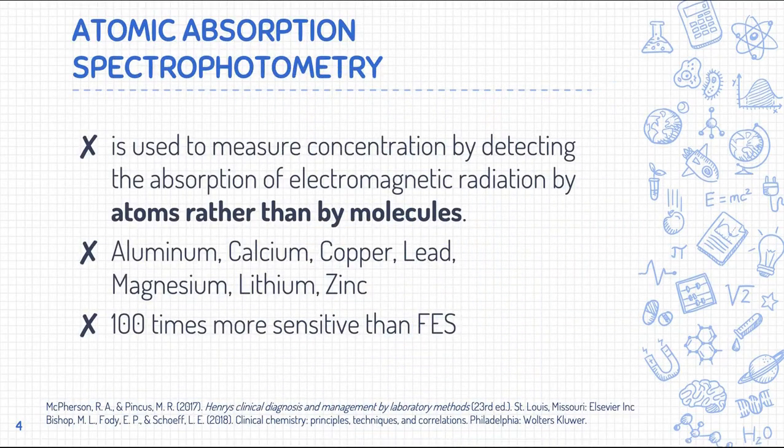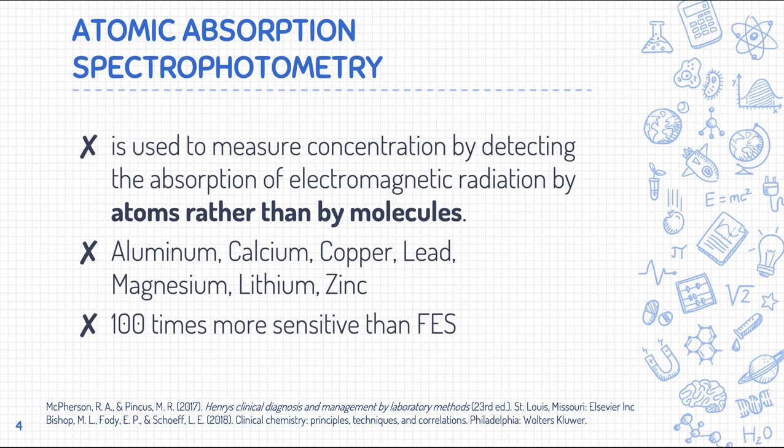First and foremost, what is atomic absorption spectrophotometry? Your AAS is actually used to measure concentration by detecting the absorption of electromagnetic radiation by atoms rather than molecules. Yes, what you heard was right. What we are talking about now is no longer molecules. That is the job of your spectrophotometry. Now what we are measuring is the absorption of atoms. So I just want you to differentiate those two, because AAS and spectrophotometry are two different instrumentations.